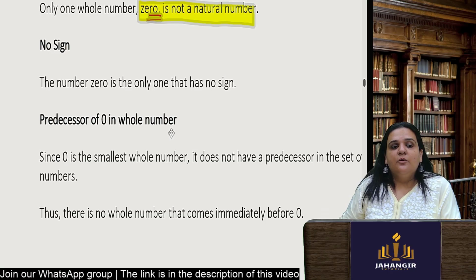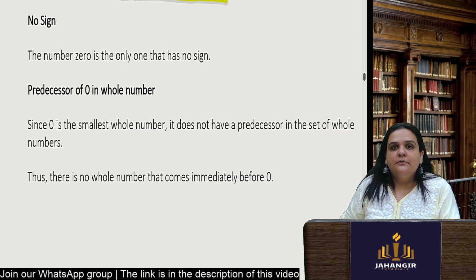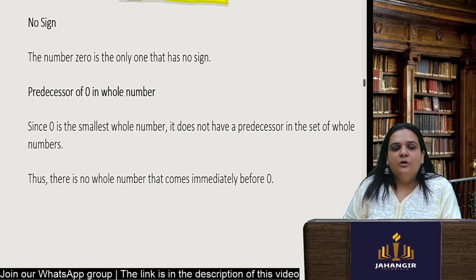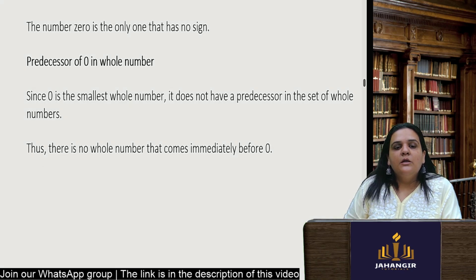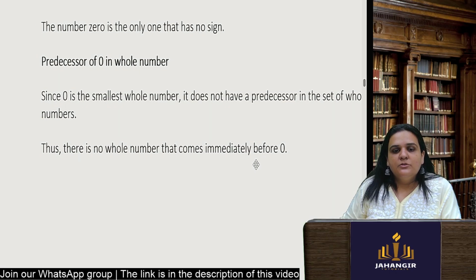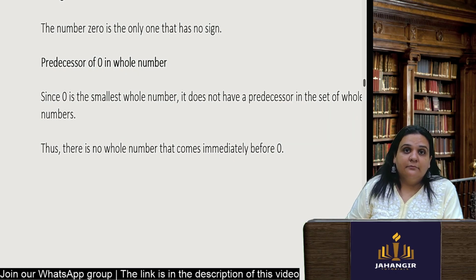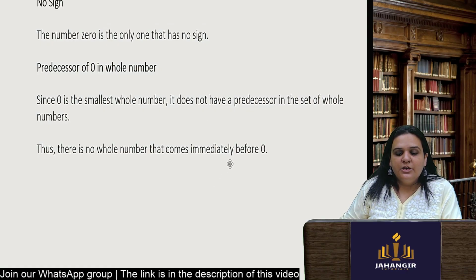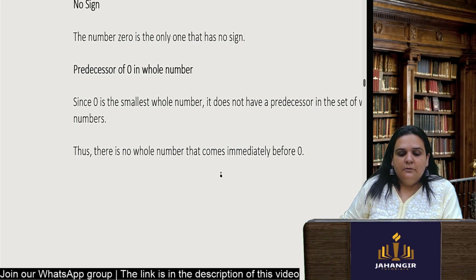Predecessor of 0 in whole numbers: since 0 is the smallest whole number, it does not have a predecessor. It does not have any number preceding it in the set of whole numbers. There is no whole number that comes immediately before 0. There is an integer, minus 1, which comes before 0, but there is no whole number which comes before 0. Okay.